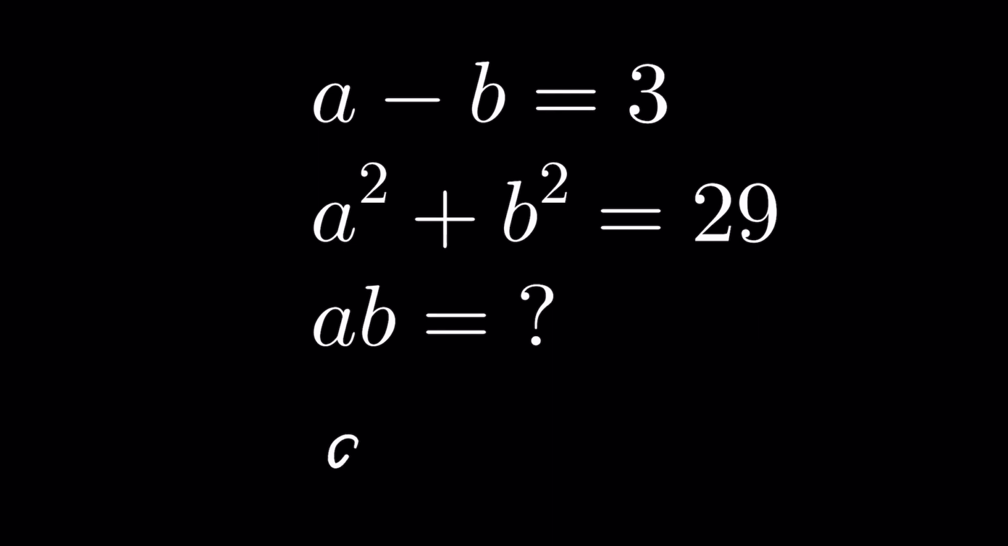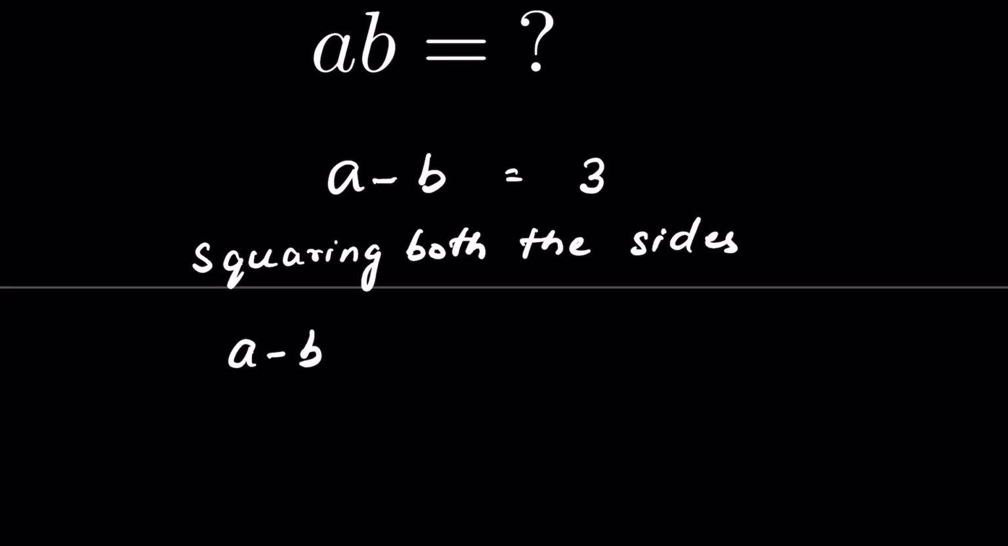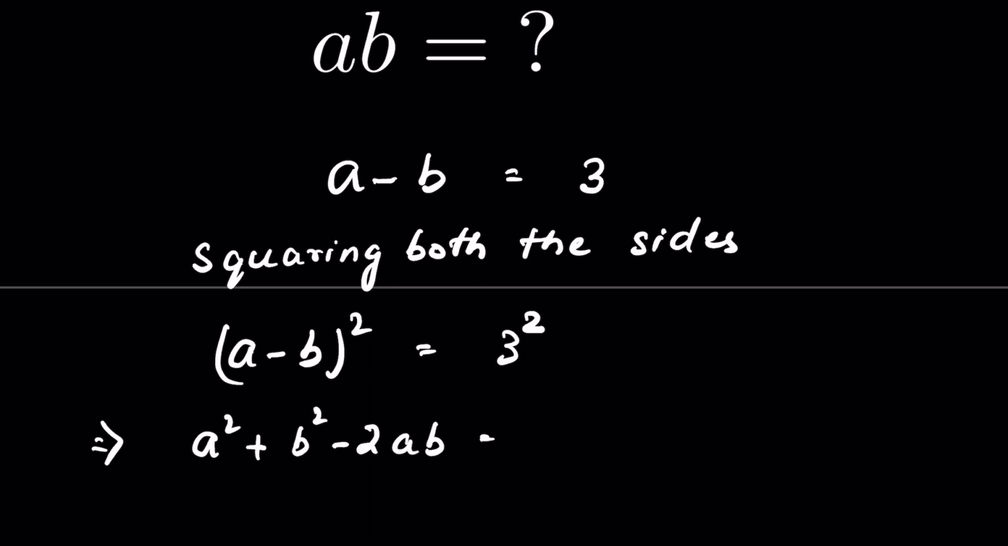So a minus b is 3. So let's square both the sides. (a minus b) whole square is equal to 3 square. (a minus b) whole square is an algebraic expression. We write it as a square plus b square minus 2ab is equal to 9.